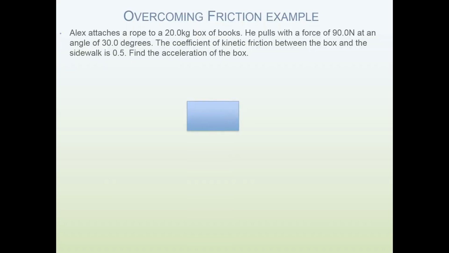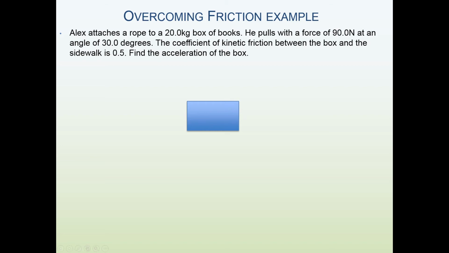Let's move on to the last example of this video. Alex attaches a rope to a 20.0 kilogram box of books. He pulls with a force of 90.0 newtons at an angle of 30.0 degrees. The coefficient of kinetic friction between the box and the sidewalk is 0.5. Find the acceleration of the box.